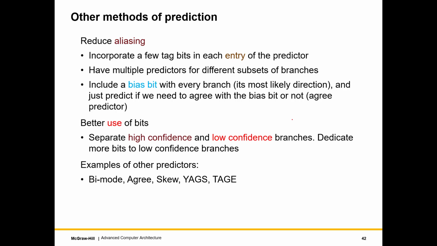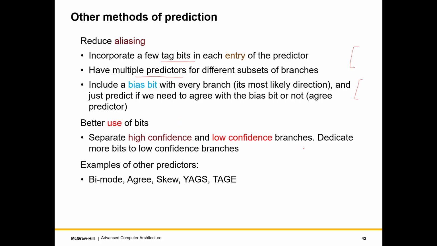What are some other methods of prediction? Well, to reduce aliasing, we can incorporate a few tag bits. For different subsets of branches, we can have multiple predictors. This can either be decided dynamically, as in the tournament predictor, or it can be decided statically, which means the compiler can say, for this region use this predictor, for this region use that predictor. We can include a bias bit with every branch, which maybe the compiler can find out, which is its most likely direction, and just predict if we agree with the bias bit or not.